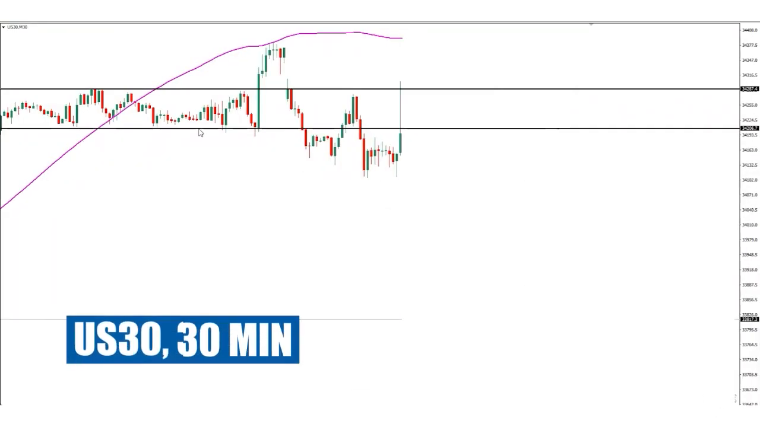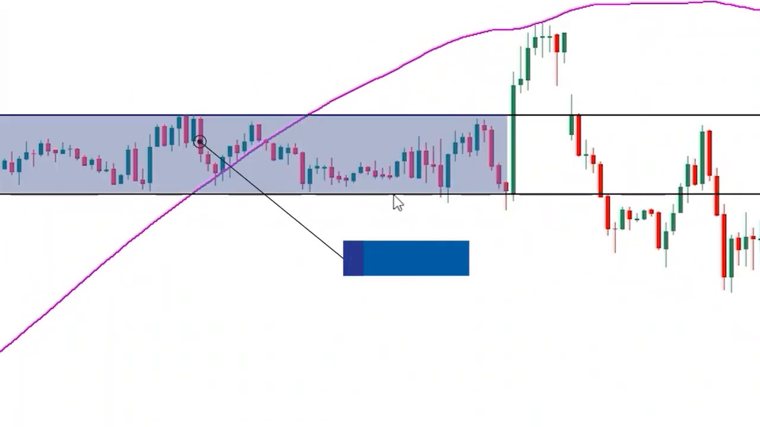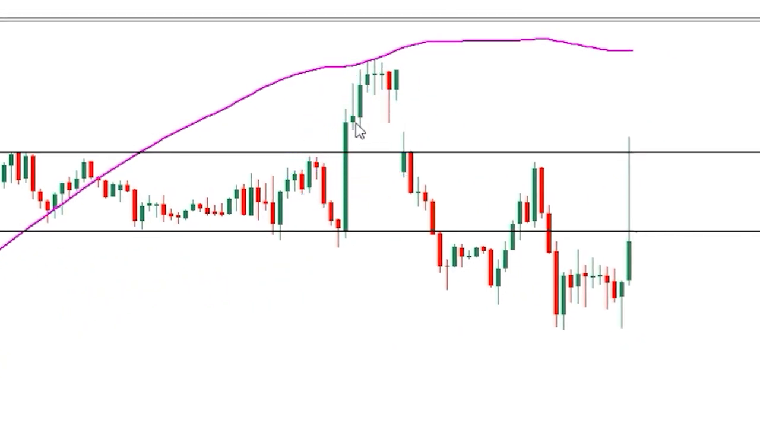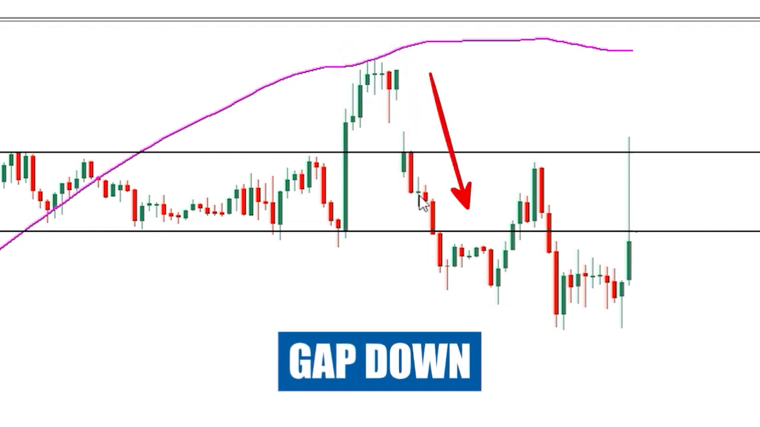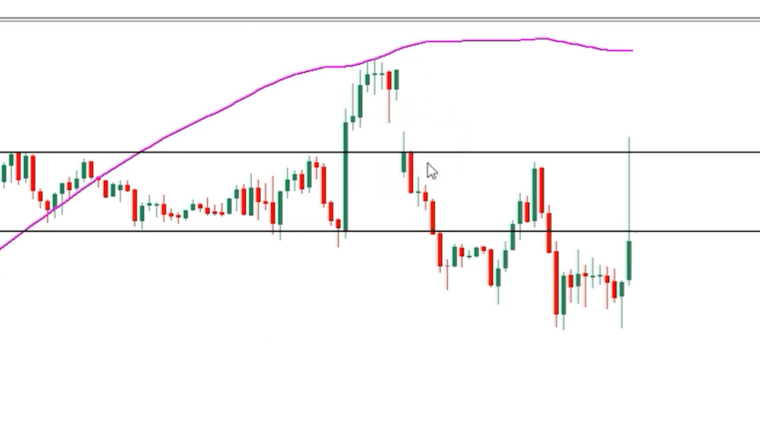So here we are looking at the US30 on the 30-minute chart. You can see that we actually have this area of consolidation here. We can see the price did actually break out of this area to the upside and test our line of influence. But as you can see, price did gap down here, opening within this previous consolidation area and unable to close above this resistance level.